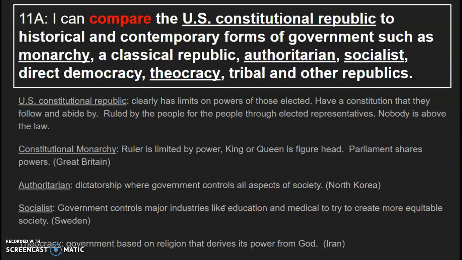So the next one, theocracy. We only have one theocratic government left in the world today, and it is Iran. And Iran is basically a government that's based on religion that derives its power from God. So it's said that the ruler in a theocracy gets its power, or what it's supposed to do, from powers above them. So this is basically religion and government blending together, and that's how it's run. So that is a theocracy. And like I said, the only one that we have still is Iran. So Iran is the only theocratic government.